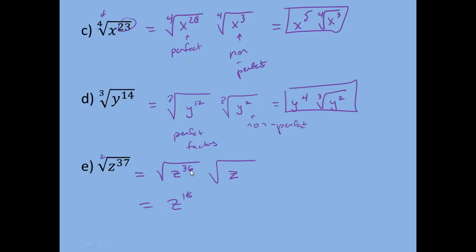The common mistake people make is to put 6 because they take the square root of 36. But remember, that only applies to if you have an integer. Alright, if it's an exponent, you divide by the index. So 36 divided by 2 gives you 18. And this square root of z just stays square root of z.